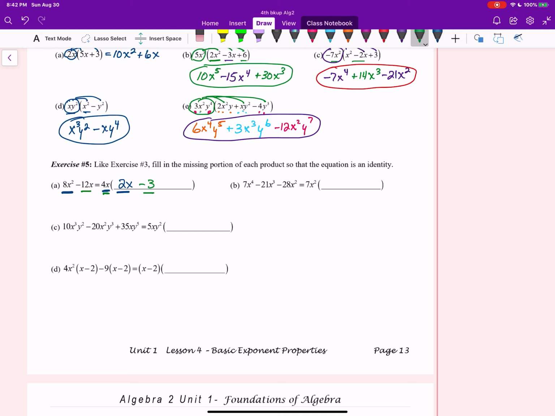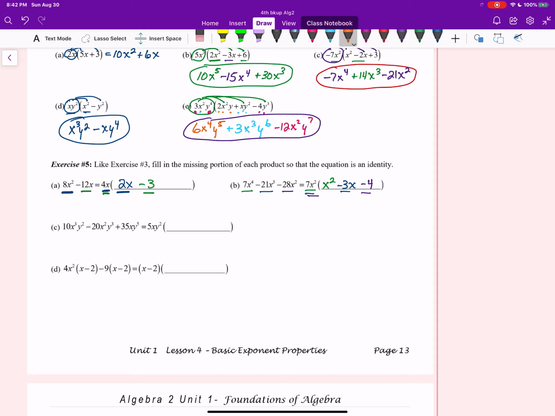B, 7x squared times what gives us 7x to the fourth? Well, we need an x squared. 7x squared times what will give us negative 21x cubed, negative 3x. And 7x squared times what will give us negative 28x squared, negative 4. So the trinomial x squared minus 3x minus 4 belongs in that parentheses.